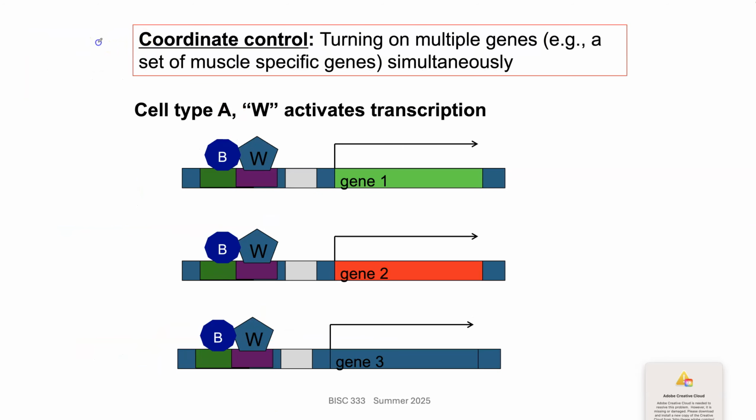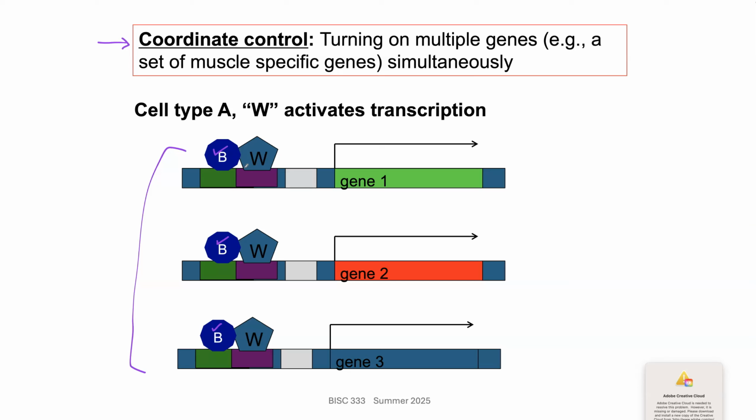And then coordinate control is a subset. It's when, say this is cell type A, and maybe there's a whole set of genes that are required for this cell type, and you want to turn them all on at the same time. And so you have the same regulatory protein, in this case B, that binds to the W region, the W protein, and causes the activation of the genes. And when we see this kind of coordinate control, you're turning a whole bunch of genes on at the same time that all have a similar function.